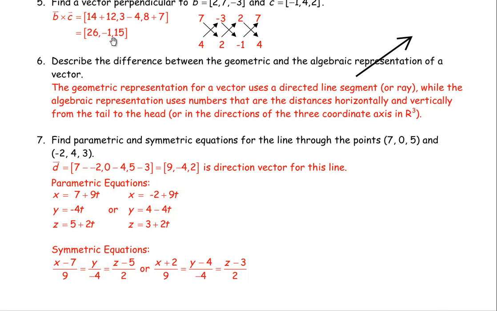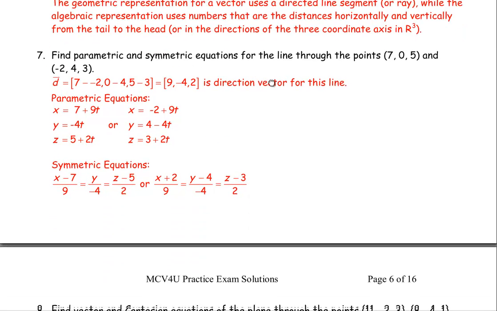So for example, 26, negative 1, 15 is an algebraic representation for a vector because it means to start at the origin, go 26 in the direction of the x, 1 in the direction of the negative y, and then 15 in the direction of the positive z. So algebraic uses numbers. So that's the difference between the two.